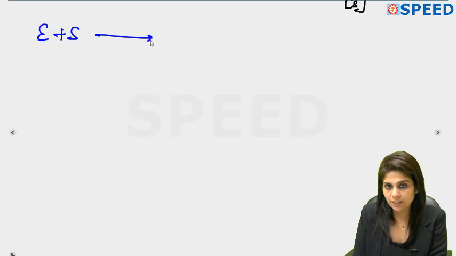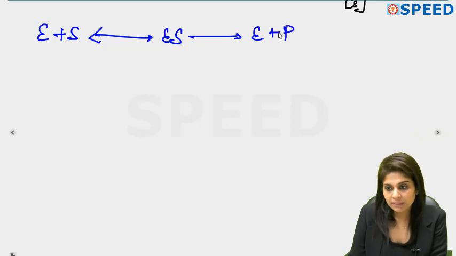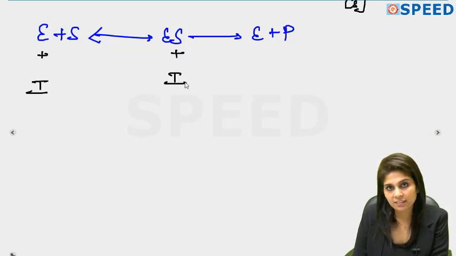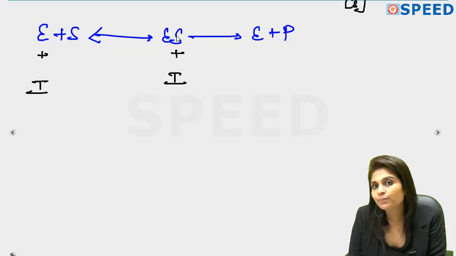Normally, enzyme reacts with substrate to form enzyme-substrate complex that becomes either enzyme and substrate, or it becomes enzyme and product. Now, in the presence of a mixed inhibitor, the mixed inhibitor reacts with both the free enzyme as well as the enzyme-substrate complex. Competitive inhibitor reacts only with free enzyme. Uncompetitive inhibitor reacts only with enzyme-substrate complex. Mixed inhibition reacts with both free enzyme and enzyme-substrate complex.